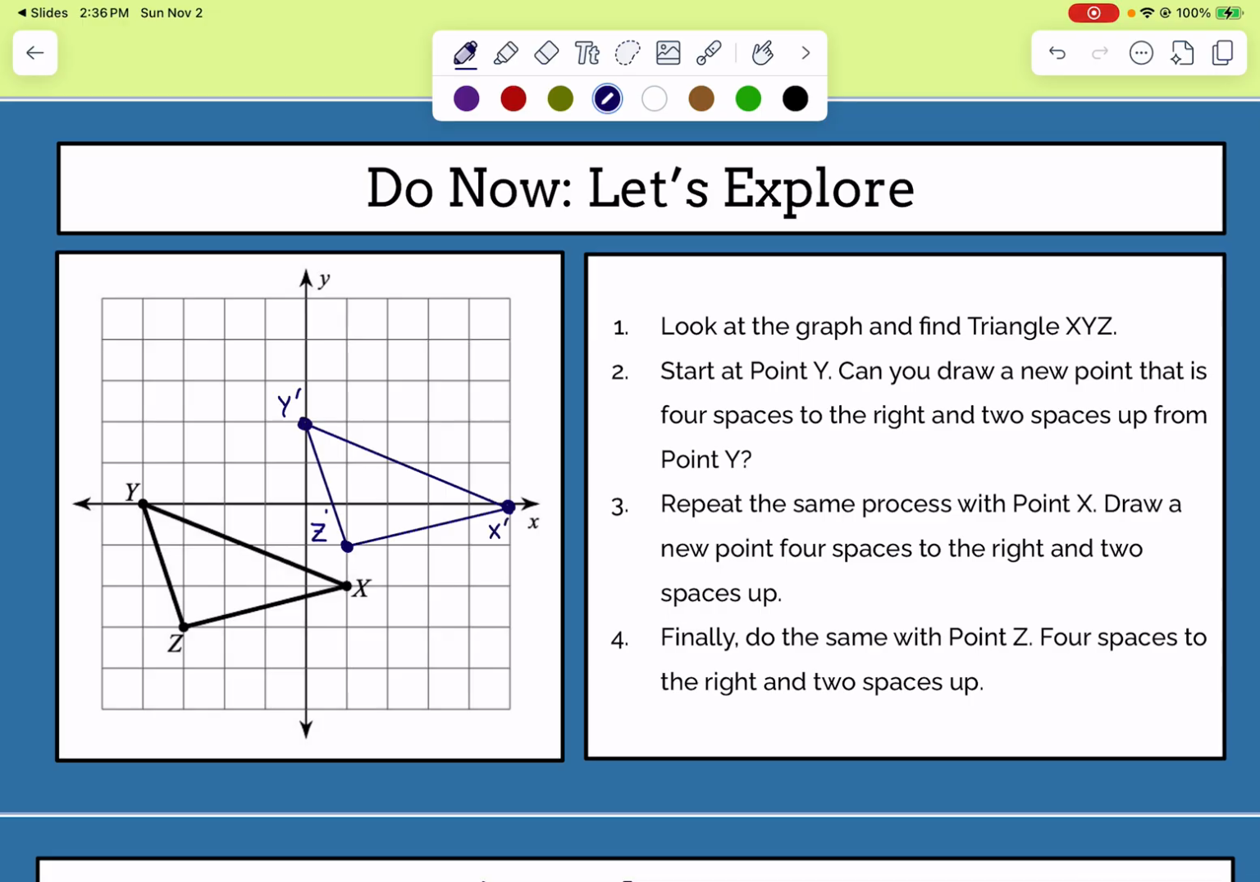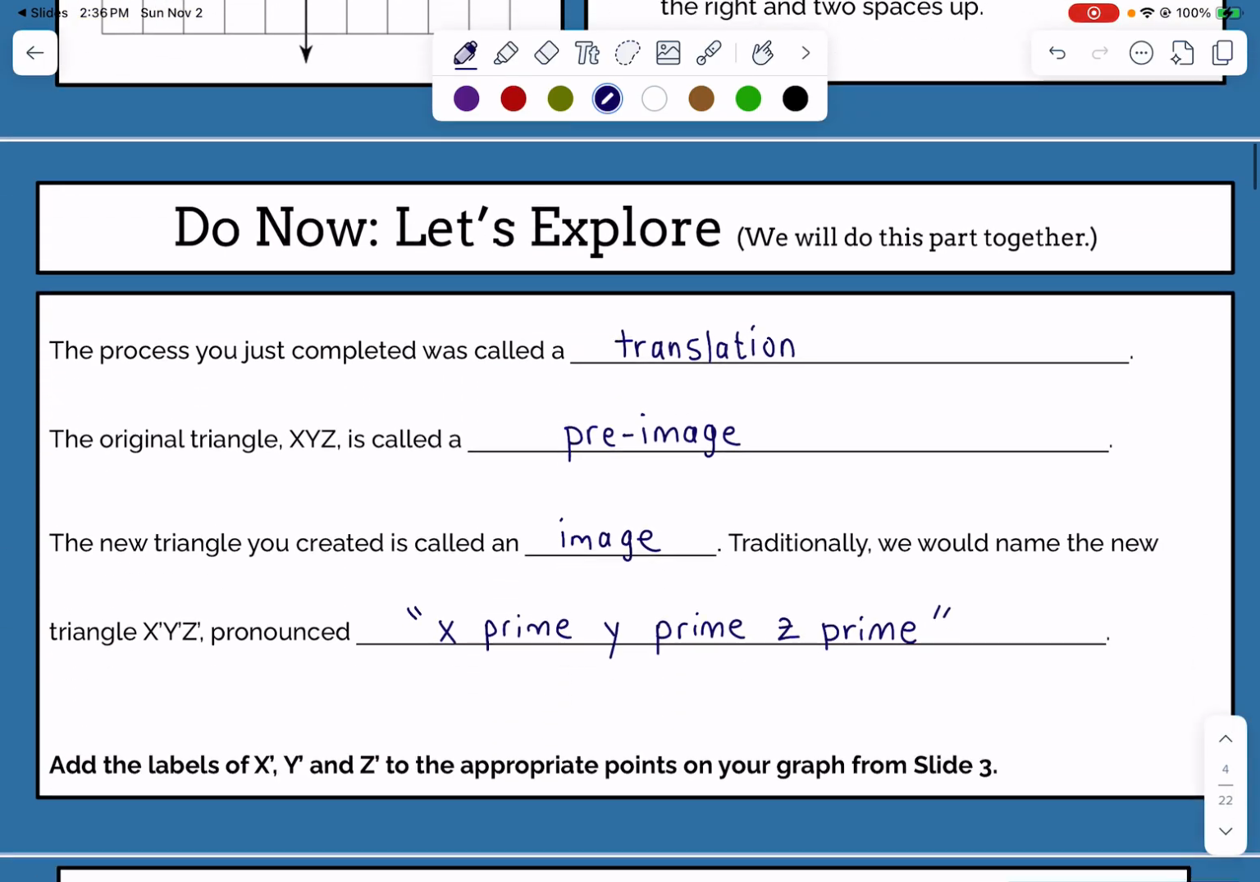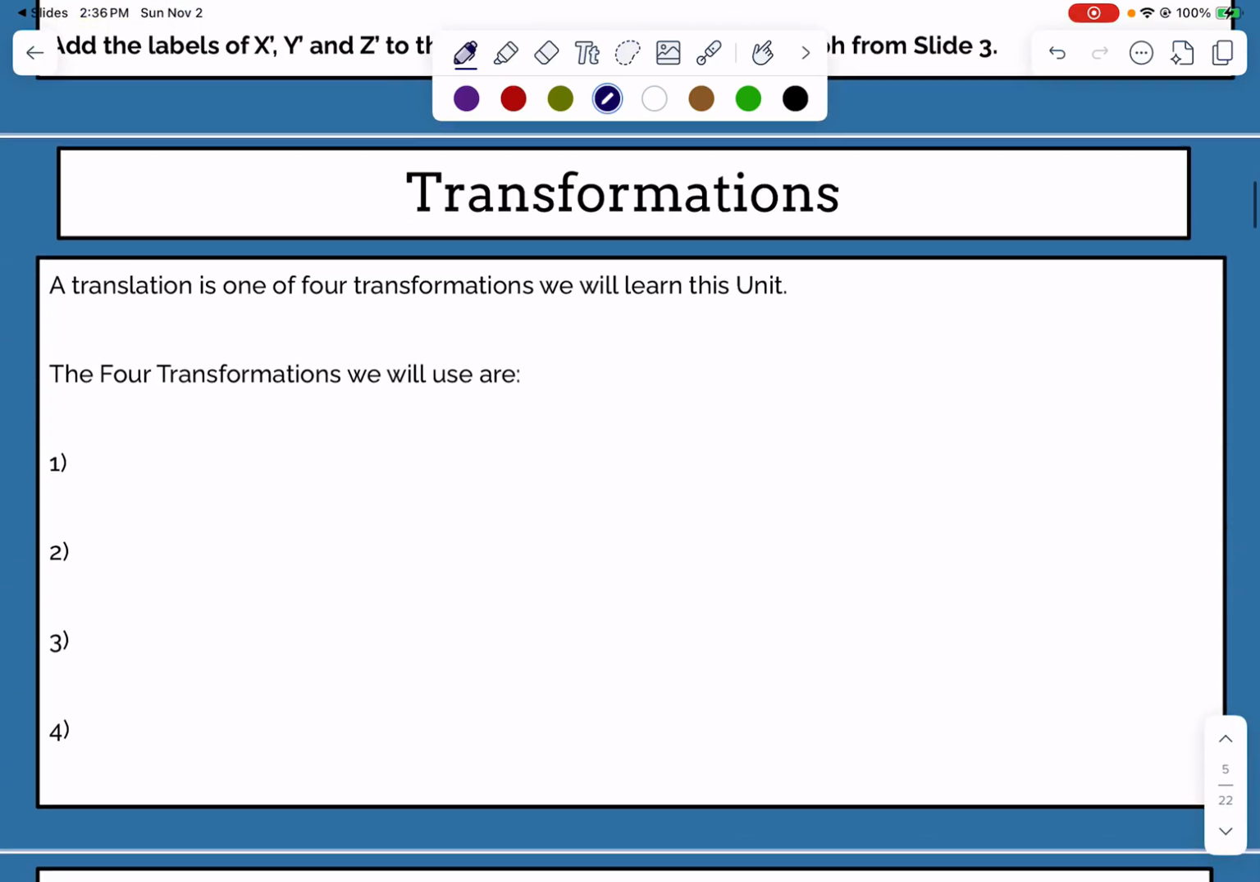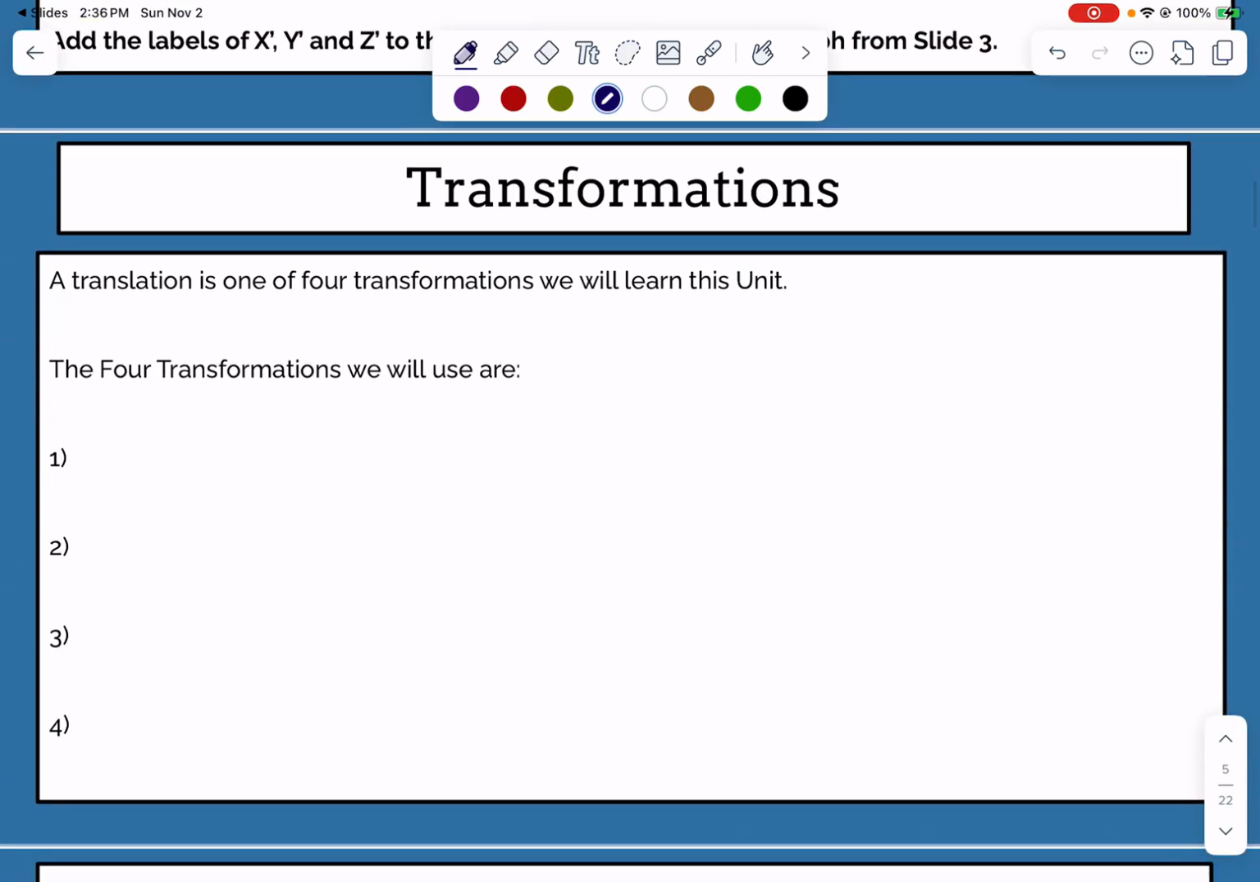All right, so again, pause if you need to. Otherwise, I'm moving forward. All right, so in this unit, we have 4 types of transformations we're going to learn. We're just going to introduce them today before we work on translations alone. So the only one where we change size is called the dilation.